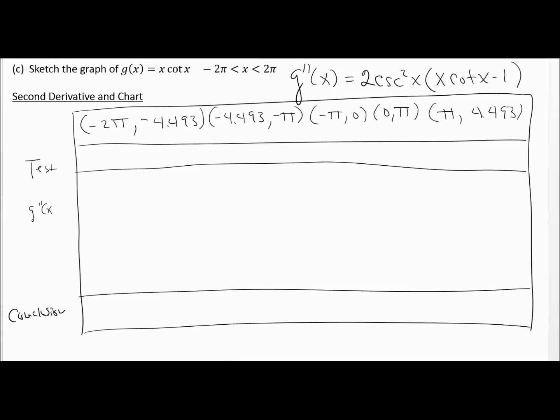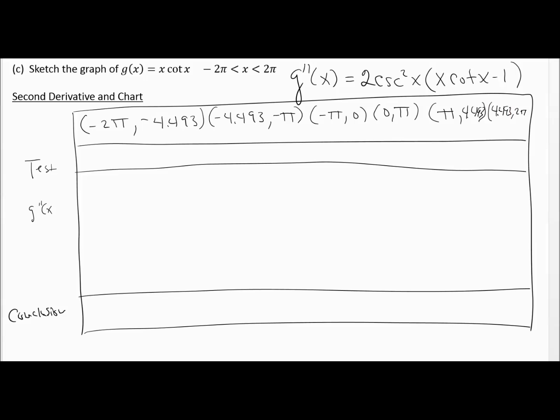Okay, so I did a little bit of work while it was paused for you. I copied the second derivative at the top of the page because we need that. And I split our interval up. Remember, the original interval went from negative 2 pi to, I left off an interval, to positive 2 pi. So this is 4.493. And then my last interval is 4.493 to 2 pi. I have to squeeze it in.